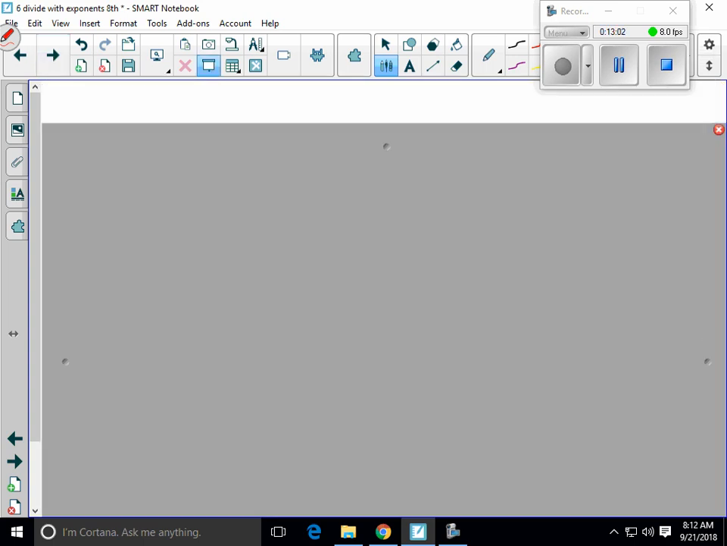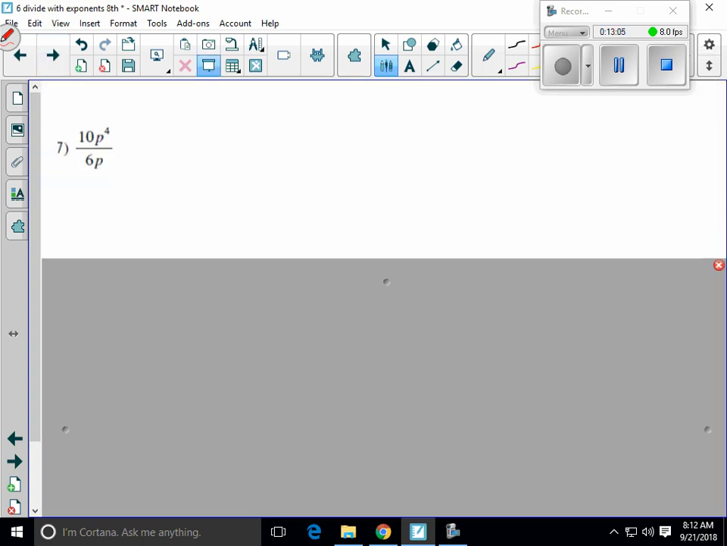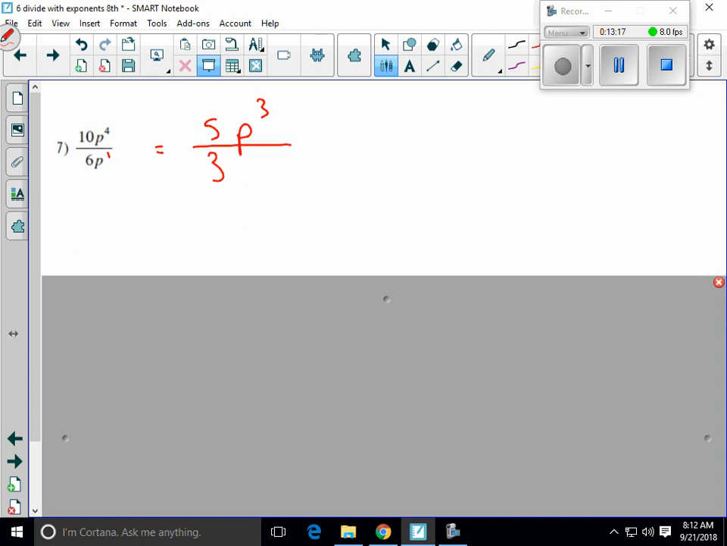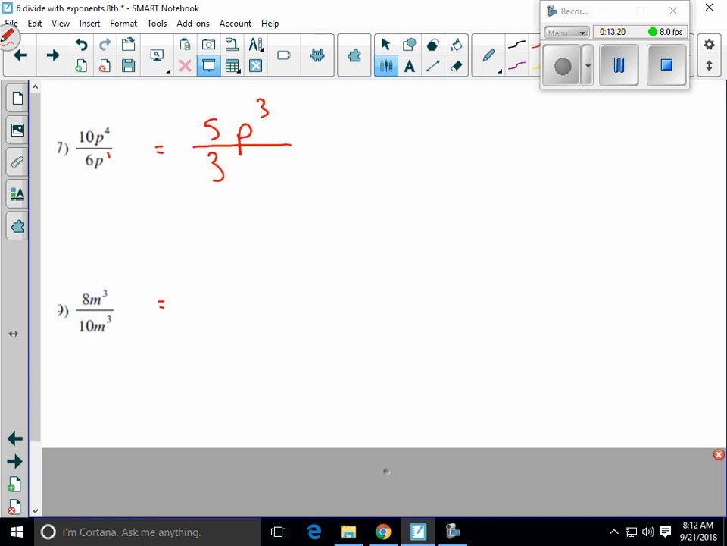Okay, look at number 7 and 9. Okay, 7, you can reduce the numbers. 5 over 3, and left in the numerator is p to the 3rd power. For number 9, reducing the numbers, 4 over 5. Now m to the 3rd over m to the 3rd, those divide out. You're left with 1, okay, but you don't have to write times 1. Your final answer is just going to be 4/5 there.